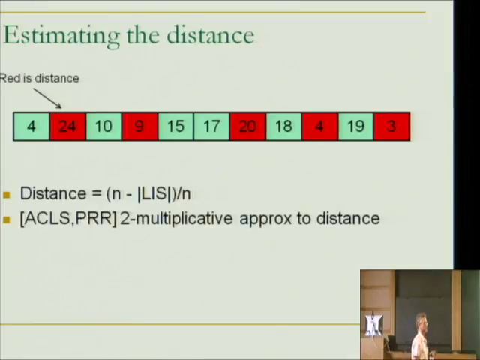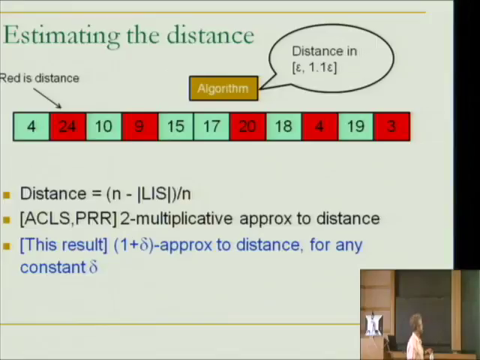So your algorithm also improves this from 2 to any delta? Yeah. So our result is actually going to give a 1 plus delta approximation to distance for any constant delta. It's just n minus the longest thing, normalized by the length.